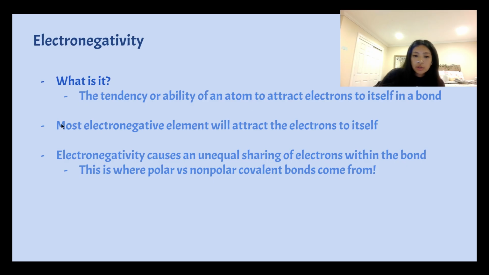But the most electronegative element will attract the electrons to itself. So basically electronegativity is just an element's ability to attract electrons to itself. So electronegativity is what causes the unequal sharing of electrons between bonding. And so this is where polar and nonpolar covalent bonds come from.